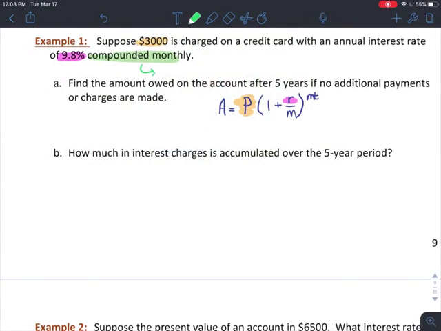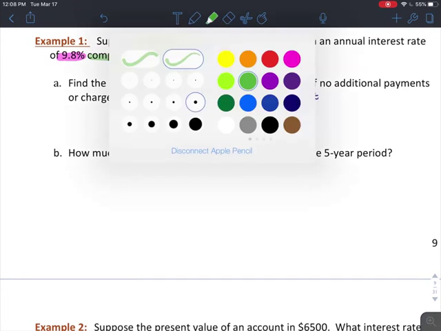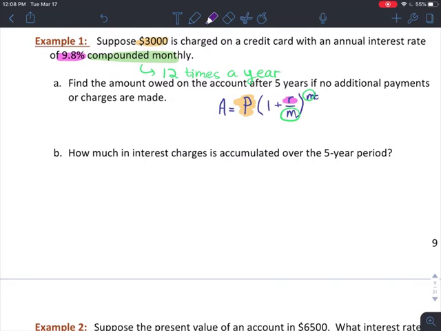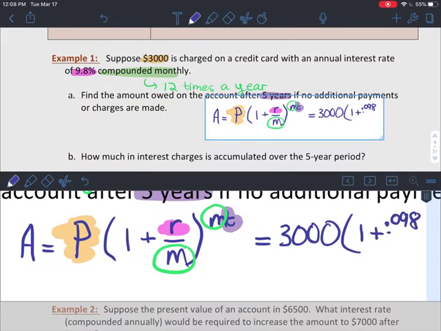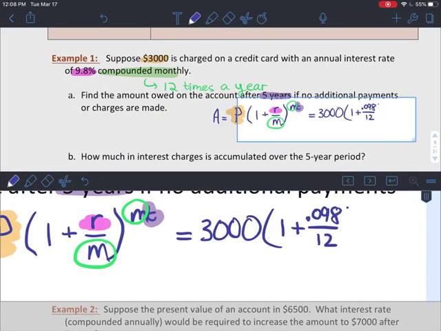M is the number of times it's compounded per year. So if this is monthly, that makes M 12 times per year. So M is going to equal 12. And then we're finding the amount that we owe on this credit card after 5 years. So T is going to be 5. If you plug everything in, here's what it's going to look like. So we got our 3,000 times 1 plus 0.098 over 12 raised to the power of 12 times 5.